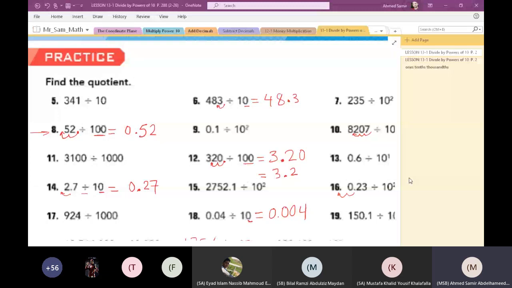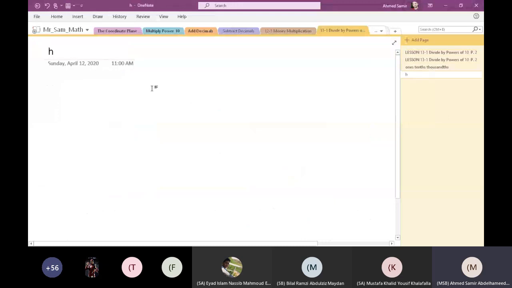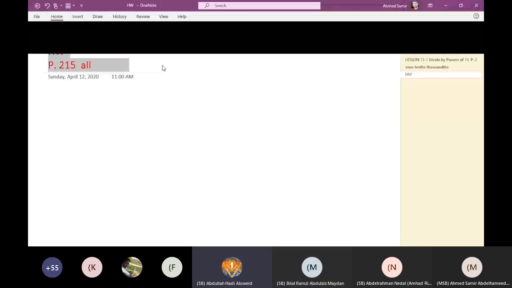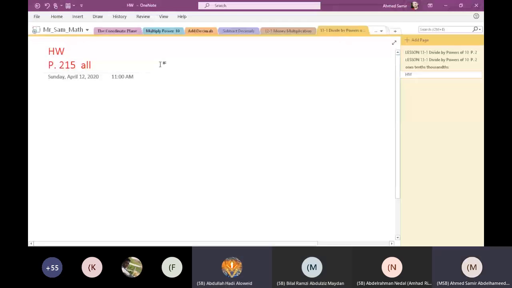The homework for today is page 215, all of it. So the homework is page 215. Let's write this down. Mister, in the workbook? Of course. Mister, will we go out or no? No. We still have lots of time. Actually, we still have 10 minutes.